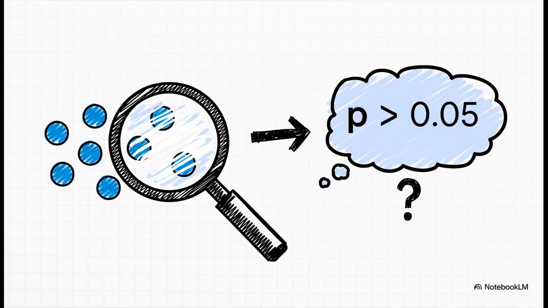So if you only have a small sample, these tests are kind of weak. They don't have a lot of power. They'll almost always give you a big p-value, way above 0.05, even if your data is actually pretty weird looking. The test just isn't sensitive enough to spot the problem.